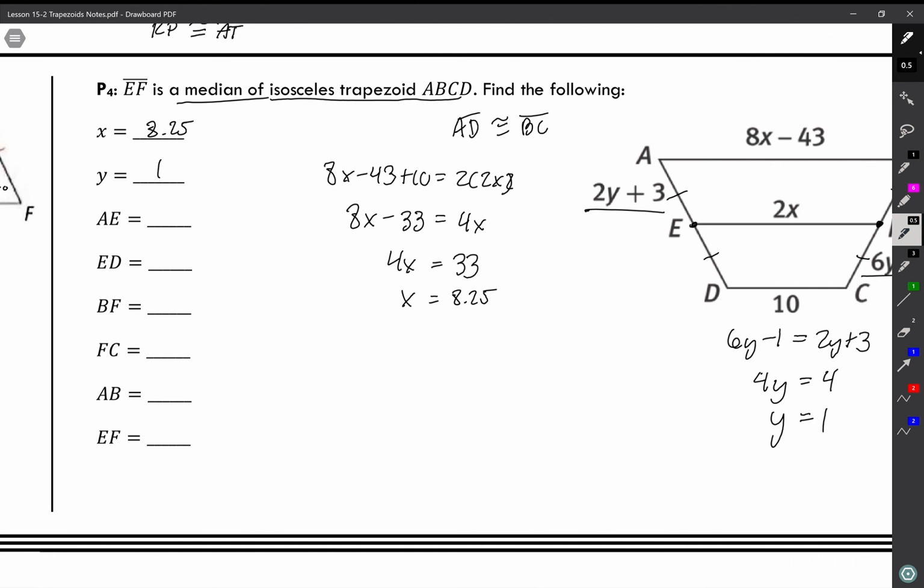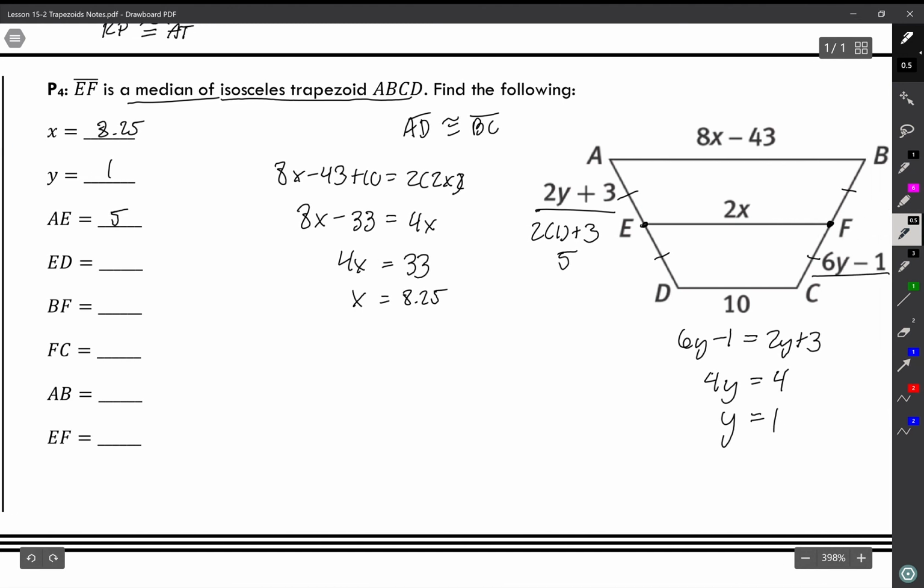All right, AE. To get AE, we just plug in 1 for y, so 2 times 1 plus 3. 2 plus 3 is 5. All right, since I know AE is equal to ED, BF, and FC, the next 3 blanks are all 5. That's very handy and very easy there.